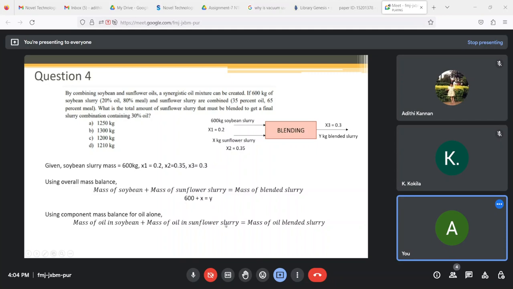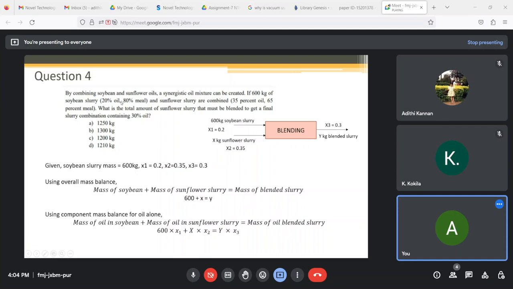In order to calculate the mass of the oil in the soybean slurry, it is given that it is 20% oil, which means it is 20% of 600 kgs. So 600 into x1, which is 0.2 into 600, plus x, the mass of the sunflower slurry, into x2 is equal to y into x3. So 600 into x1 gives you the amount of oil in the soybean, x into x2 gives you the amount of oil in the sunflower slurry, and y into x3 gives you the amount of oil in the blended slurry.